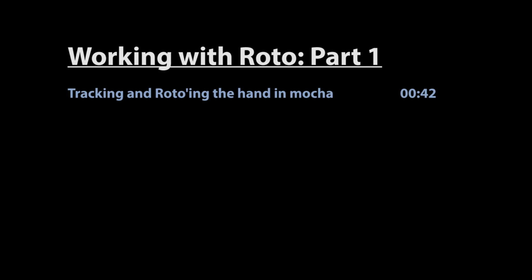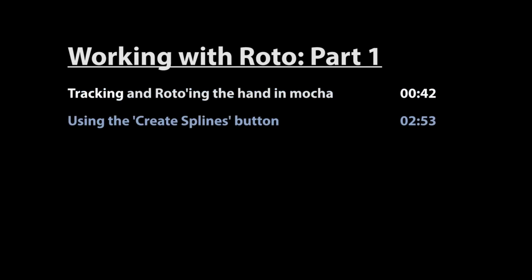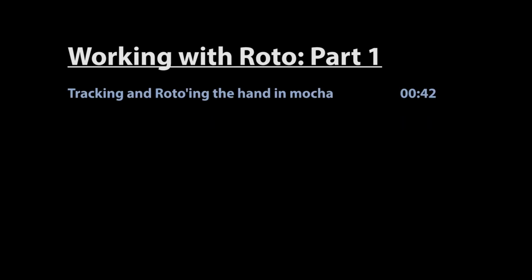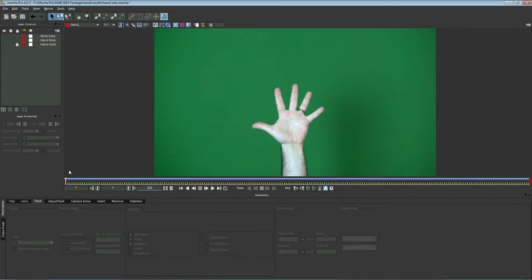This tutorial contains the following sections: tracking and rotoing the hand in Mocha, using the Create Splines button, and using the Project Splines button. We're going to use a simple shot here to demonstrate an advanced concept inside MochaBlend Cinema 4D. I'm going to go ahead and hit the play button.